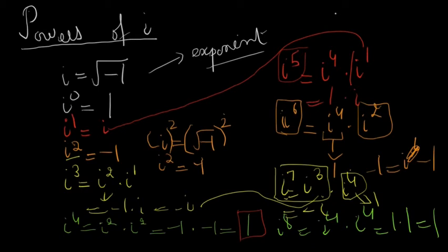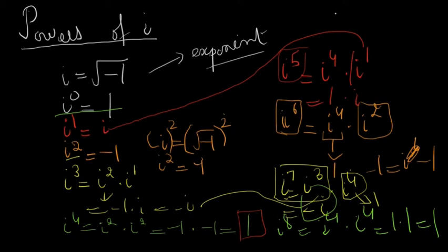And this is really interesting, because there seems to be a pattern here. When you start from i to the power 1, you first get an i, then a -1, then a -i, then a 1, then you again get an i, a -1, a -i, and then a 1. And this pattern will keep on going on and on forever.